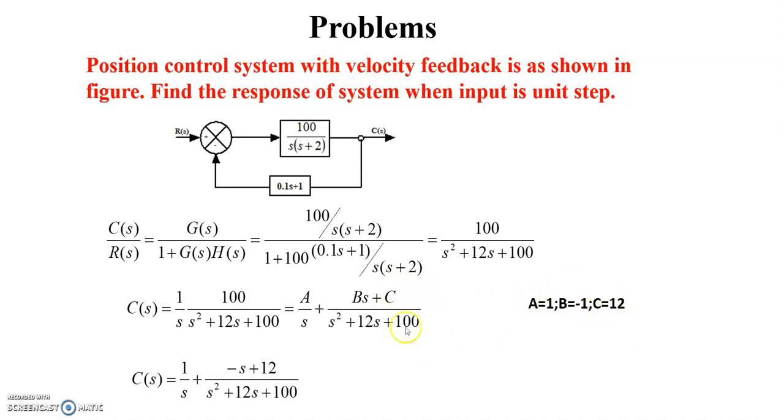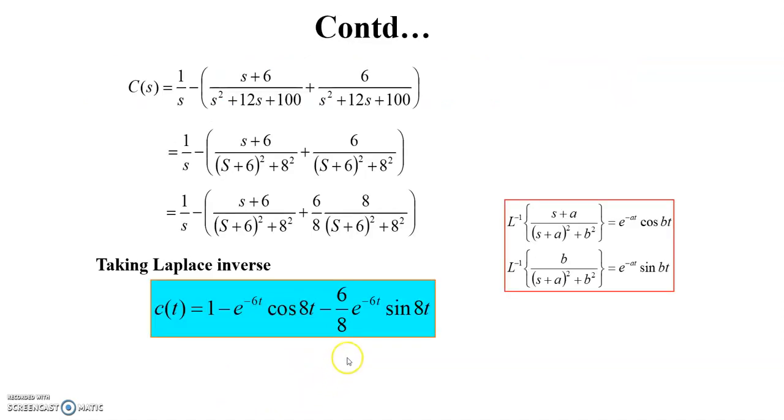Substitute these values in this C of S. So 1 by S minus (S plus 12) divided by S square plus 12S plus 100. Now you take the inverse Laplace. But before that, we need the standard format, that is (S plus A) divided by (S plus A) whole square plus B square. You can convert this: 1 by S minus, and you can split the 12 into 6 plus 6.